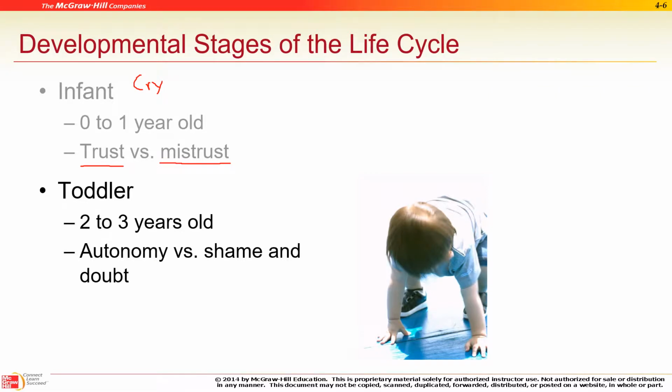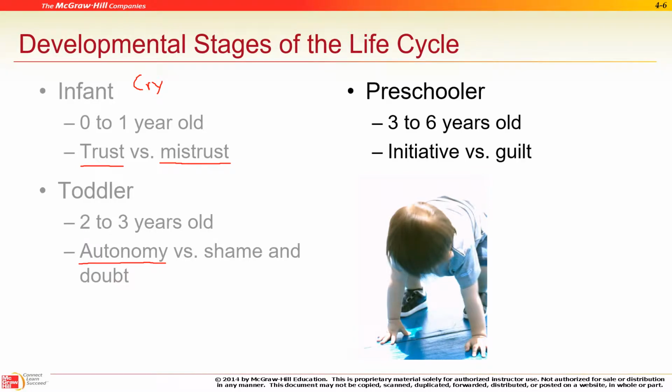Toddlers, autonomy versus shame and doubt. So these kids like to explore. Like if you have cabinets with pots and pans, they'll take everything out, put everything back in. So that's their autonomy. They like to explore. But if there is something they can't do, they would feel shameful for it. If there's a task, or if it's like potty training a little bit too early, then they'll feel shame and doubt for that.